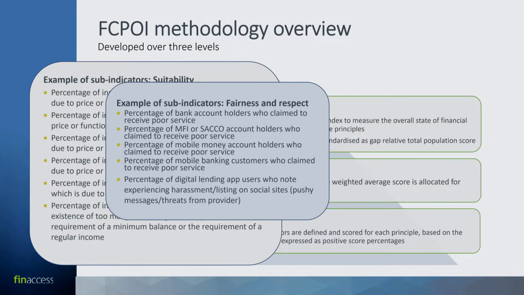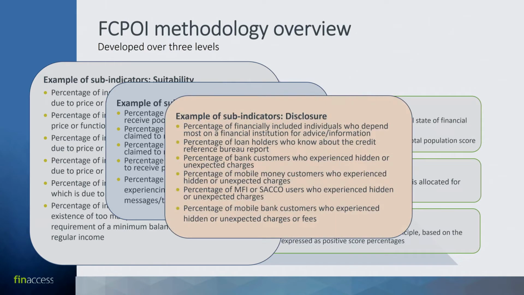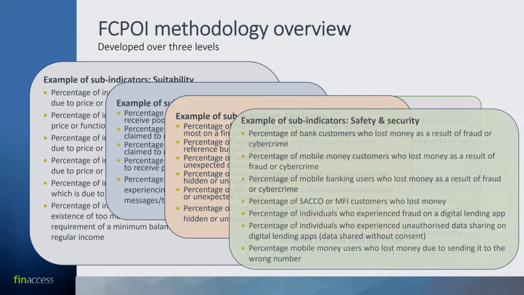Disclosure, for example, where do you get your information? Who do you depend on? Were you surprised that there were hidden charges or fees that you didn't know of? So those are all sub-indicators that can tell you a little bit about the outcomes that people experience relative to this indicator. And then just the last example, safety and security would be something like, did you lose money because of fraud or cybercrime, especially on mobile money, but also across different other financial services. Okay, so that's where you start.